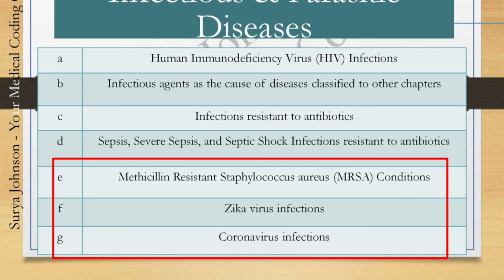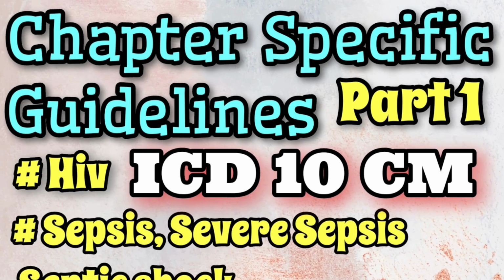In my next video, we'll be seeing the remaining three, that is the MRSA conditions, Zika virus infections and coronavirus infections. Actually, I don't want to combine all the guidelines together because understanding the guidelines is a bit difficult, because it's very vague. It's just numbers and some guidelines, right? It will be really dry if I try to teach you all in one go. It will be of no use. So that's why I'm breaking these videos into several series, which will be beneficial for you.